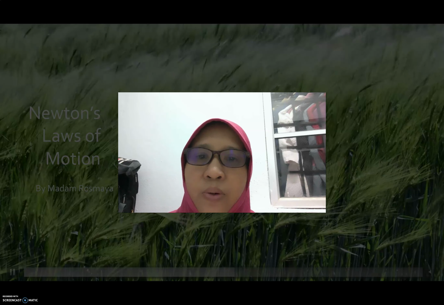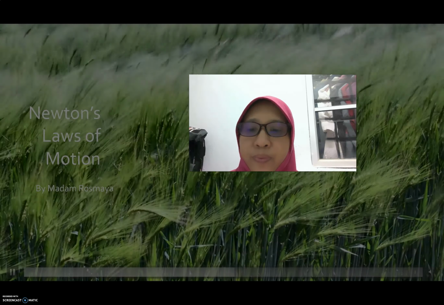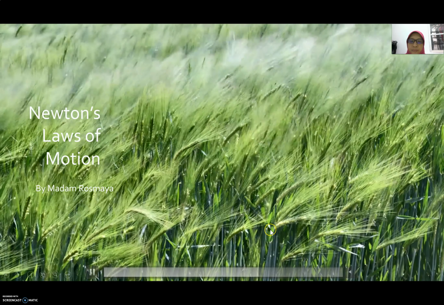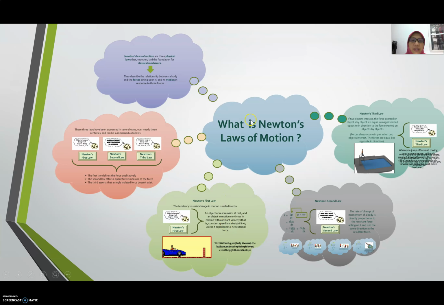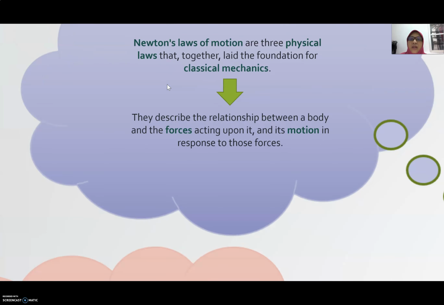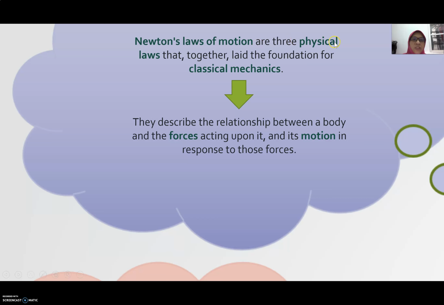In this video, we are going to discuss Newton's laws of motion. So what is Newton's laws of motion? Newton's laws of motion are three physical laws that together laid the foundation for classical mechanics. They describe the relationship between a body and the forces acting upon it and its motion in response to those forces.